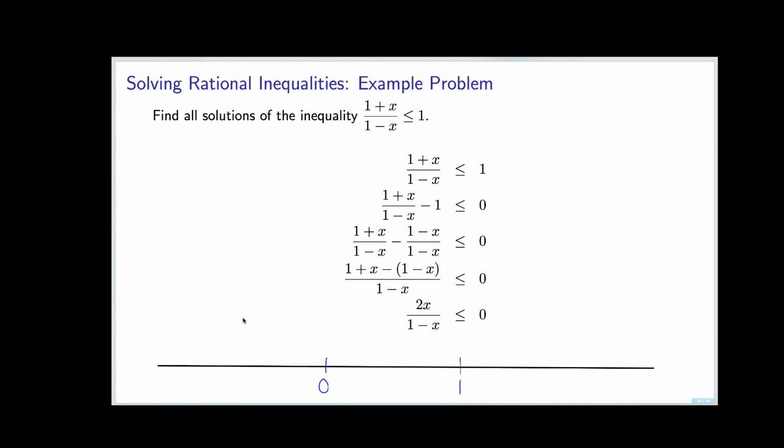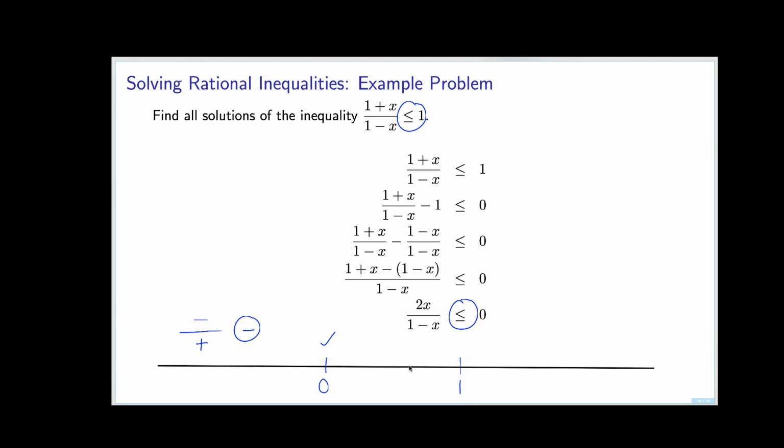For x less than 0, I'll try x = -10. The numerator, 2x, would definitely be negative. 2 times something negative is negative, over 1 minus negative 10, which would be positive. So I get negative over positive, which is negative. This time our inequality is a less than or equal to, so I need to check my endpoints as well. What about x = 0? When x is 0, I get 0 over 1, which is less than or equal to 0, so 0 will be included in our result.